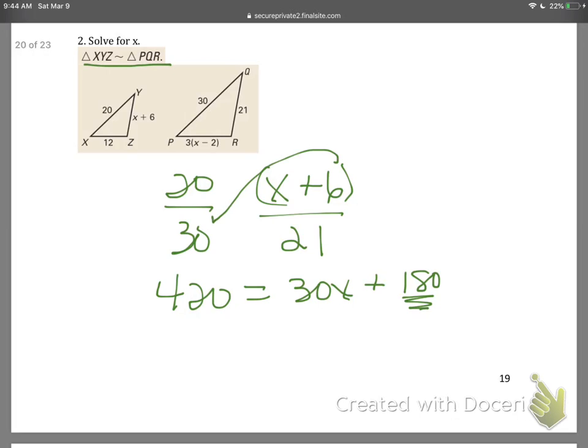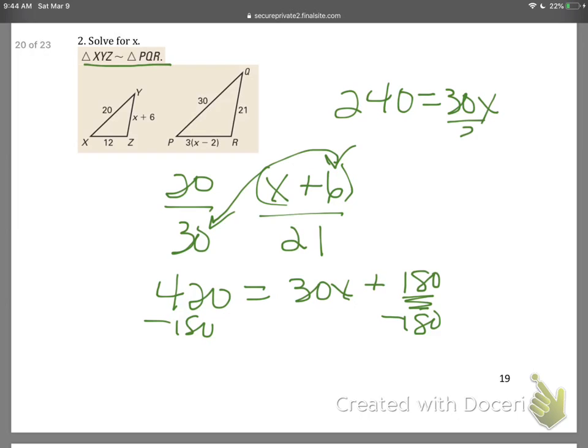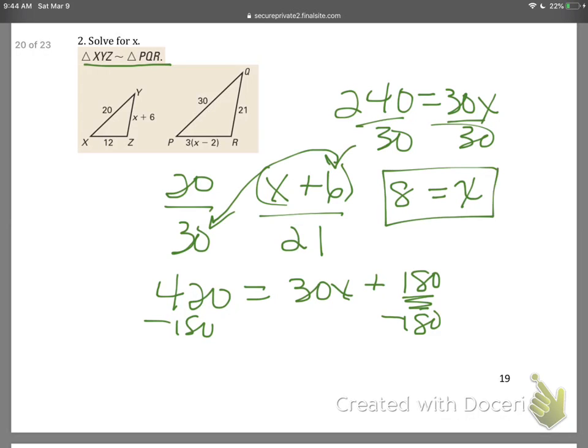Don't mess that up. This is a multiplication right here. So subtract 180 from both sides. So 420 minus 180 gives me 240. So I'm going to continue up here. So 240 equals 30x, divide both sides by 30, and I should get 8 equals my x. Check that for yourself. Make sure you're okay on that.